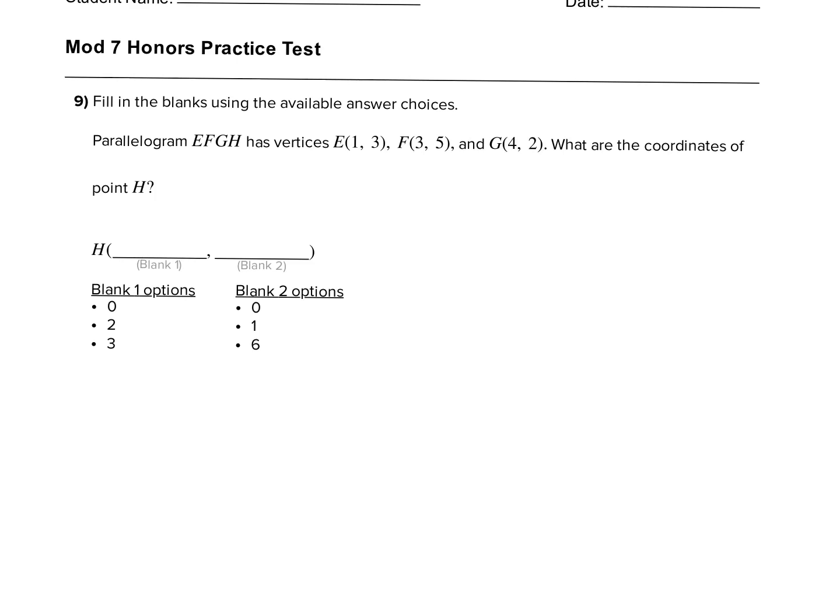For question 9, it tells us we have a parallelogram EFGH with the vertices 1, 3 for E. F has a coordinate of 3, 5. G has a coordinate of 4, 2. And they want to know the coordinates of H.